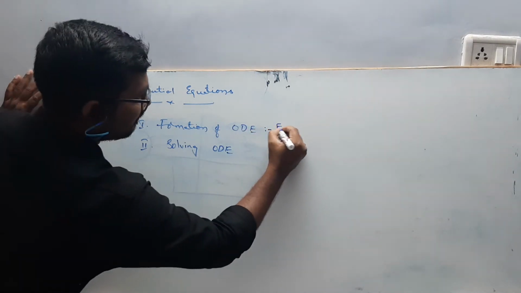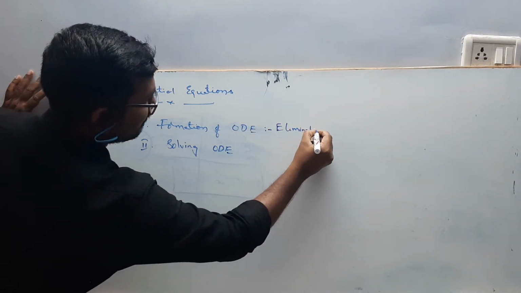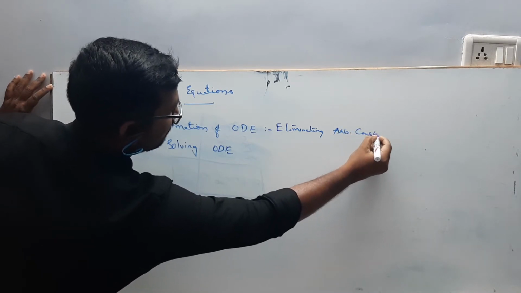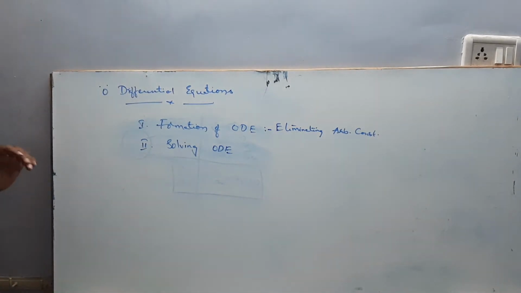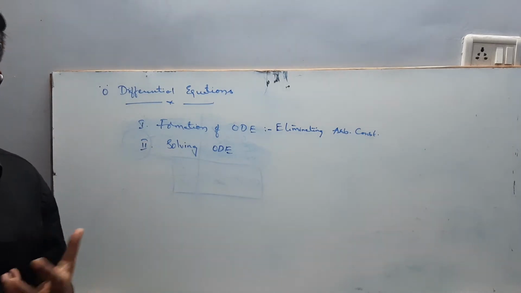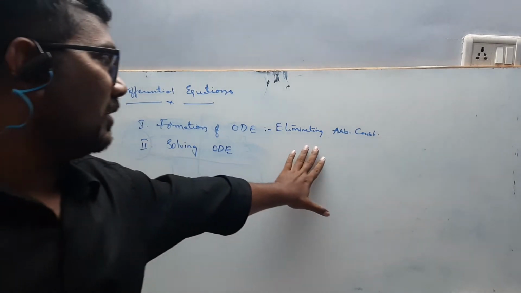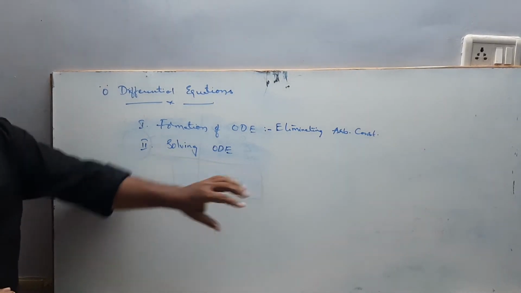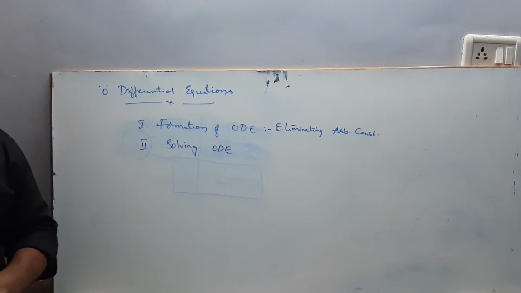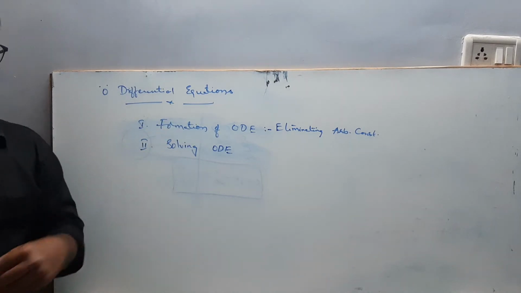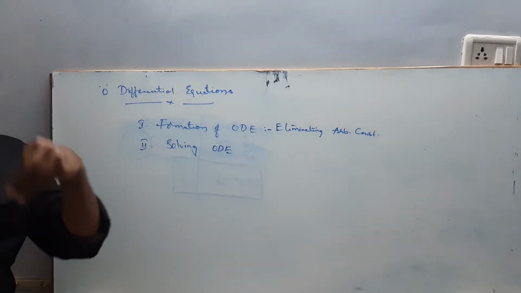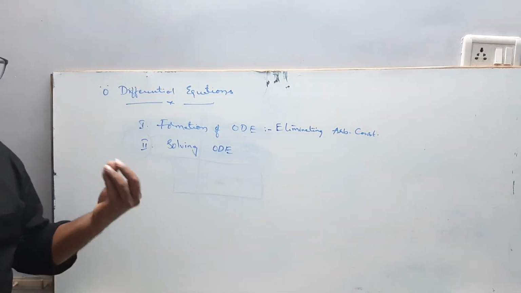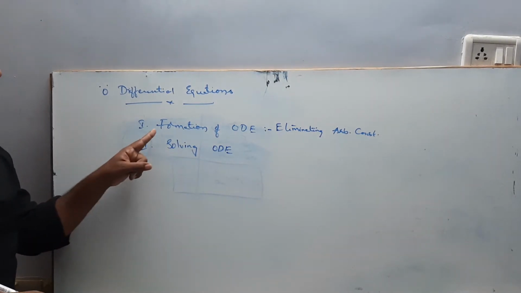Eliminating arbitrary constants, I am writing here. When we are talking about formation of ODE, by eliminating arbitrary constants, we can form the ODE. So see the difference between formation and solving. They will give one algebraic equation and we have to convert it into a differential equation. It's called formation.